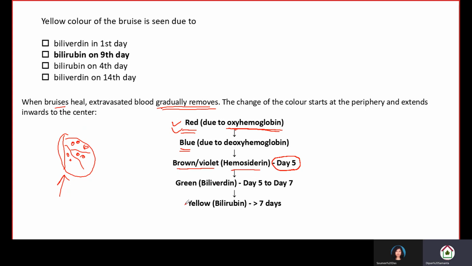So RBCs will start breaking down. And then biliverdin will come into existence between day 5 and day 7, and that is green. And after more than 7 days, there will be bilirubin, which is yellowish. So the yellow color of the bruise is seen due to bilirubin. Of the two options, biliverdin is not possible, right? Because biliverdin is green. So when they are telling yellow, that means it is bilirubin.